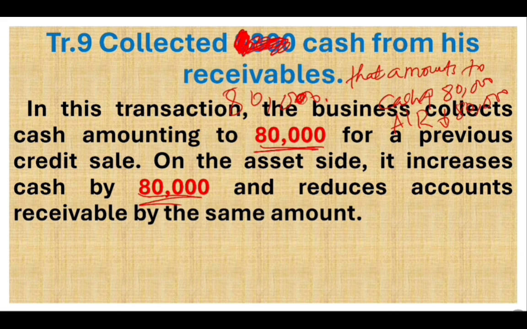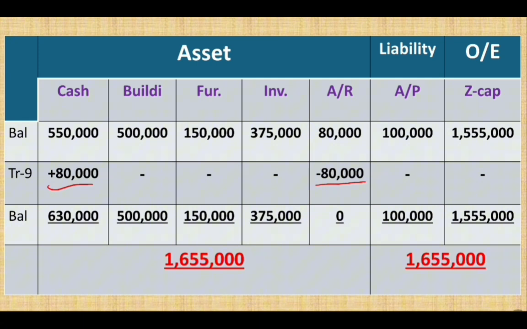On the asset side, it increases cash by 80,000 and reduces the account receivable by the same amount. So our account receivable, for the money that we are going to receive in the future, is decreased by 80,000. So this will be the table. The only accounts that are going to be affected are cash and account receivable. The other accounts remain the same.